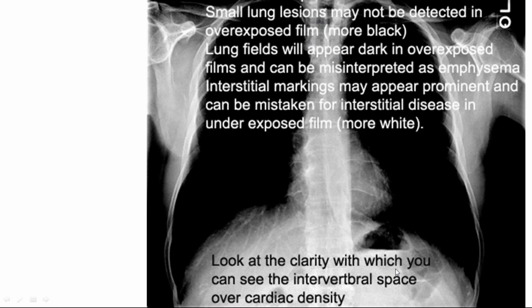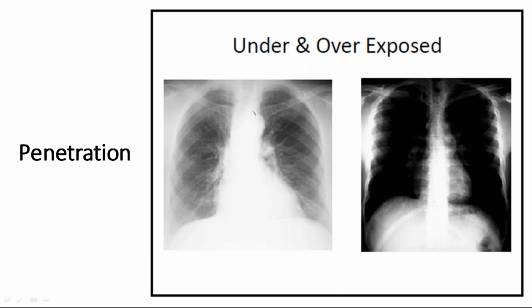Look at the clarity with which you can see the intervertebral space over the cardiac density. You can see clearly the cardiac density is there, and over that you can see the spaces also. It should not be like that, because you should not be able to see the intervertebral spaces so clearly behind the heart. Actually, somewhere else you can see. So this is an overexposed film.